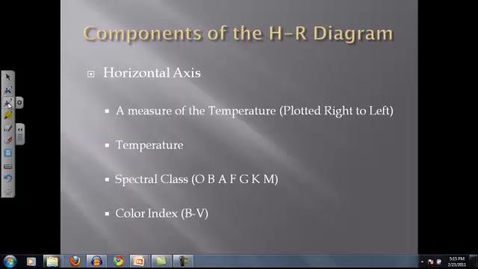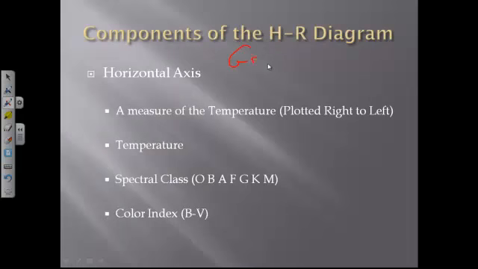Now, the first thing we're going to look at is the horizontal axis. As I said, it's a graph, and we're going to look at what can be plotted on the horizontal axis. There are a couple different things. On the horizontal axis, we are measuring the temperature of the star, so it is some way of measuring the temperature. We have a couple different ways we can plot that. But all three of these that I'm going to mention are different ways of measuring the temperature. Some are just easier to measure in one way or another, depending on the stars we actually have.